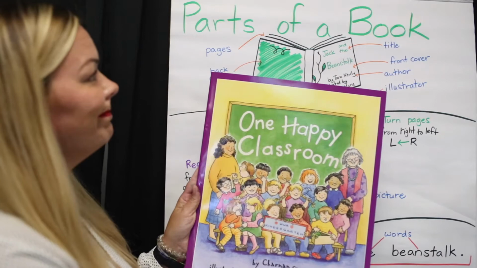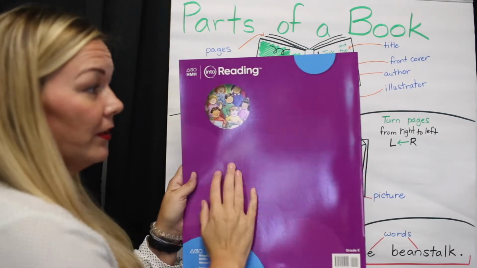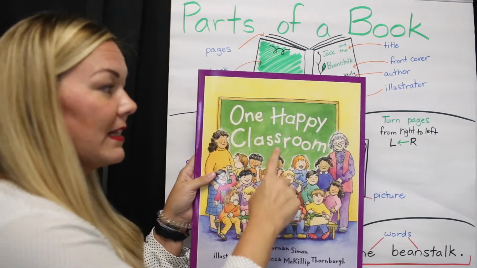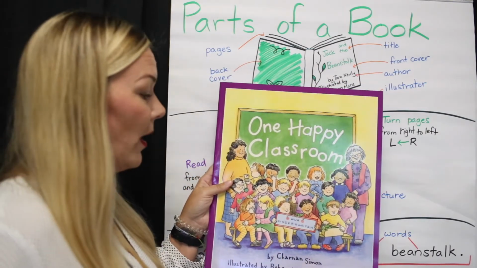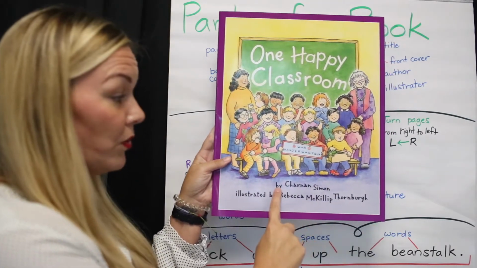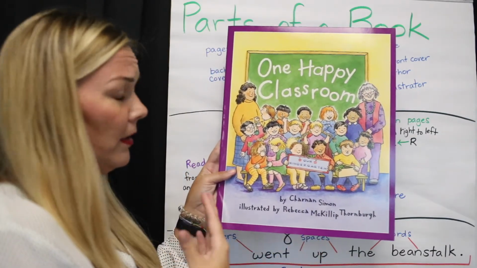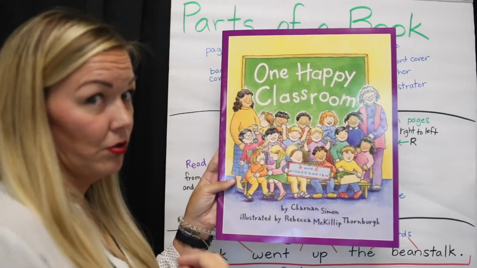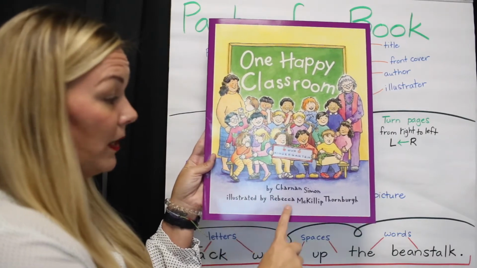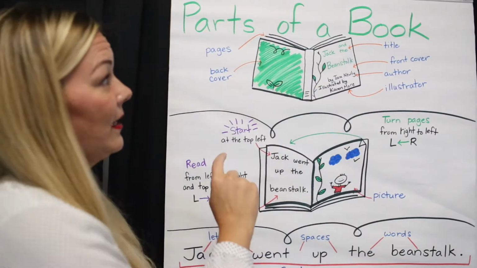So I looked. This is the front cover. This is the back cover. And this book has a title called One Happy Classroom. That's how we know what the book is about. Then I was looking. We know who the author was. The person who wrote the book was Sharnan Simon. I hope I said their name right. My last name is hard to say, and I know you're supposed to work really hard at people's names. And the illustrator, the person who drew the pictures, is Rebecca McKillop Thornborough. Wow, it has all the same parts.